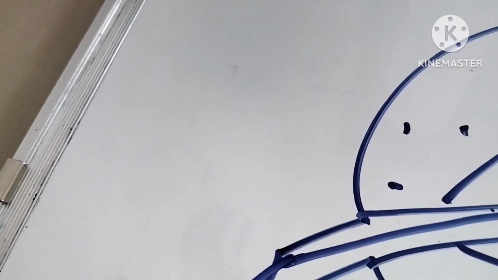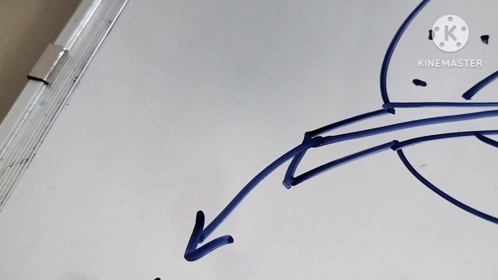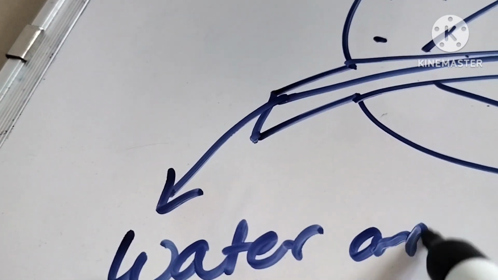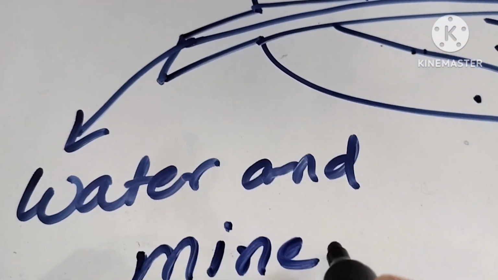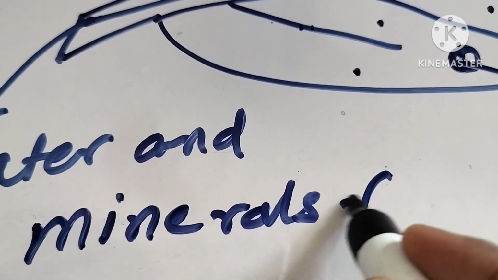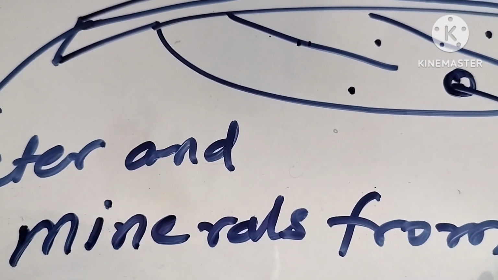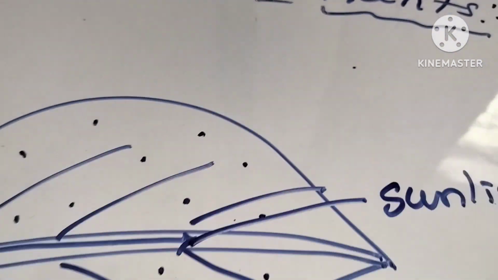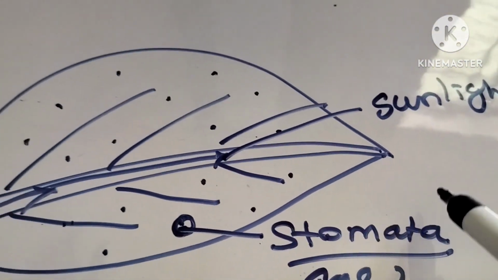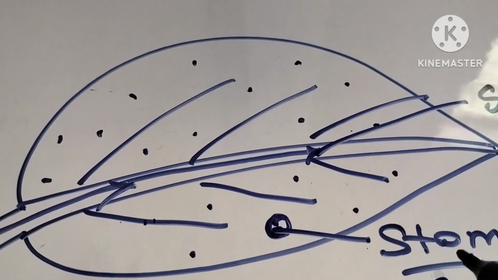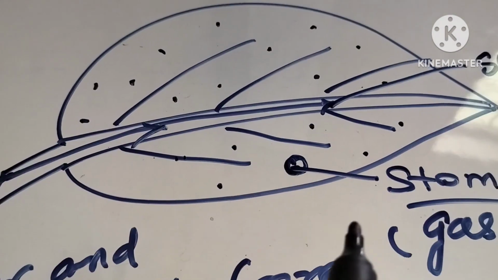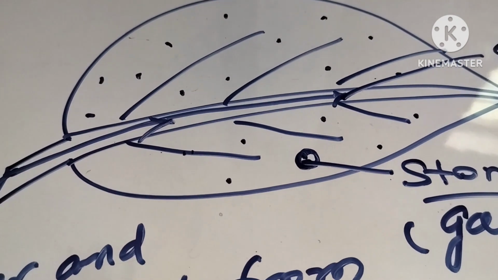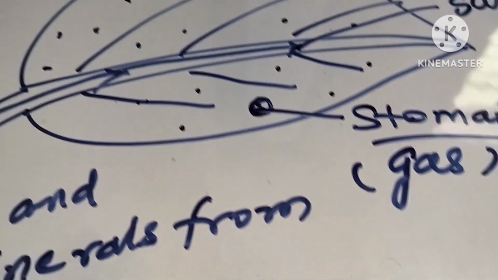These veins absorb the water and minerals from the soil through the root. Sunlight is also needed. So all these raw materials are taken from the surroundings and they synthesize the food. Actual photosynthesis takes place in that. So we are going to see it in the next video.